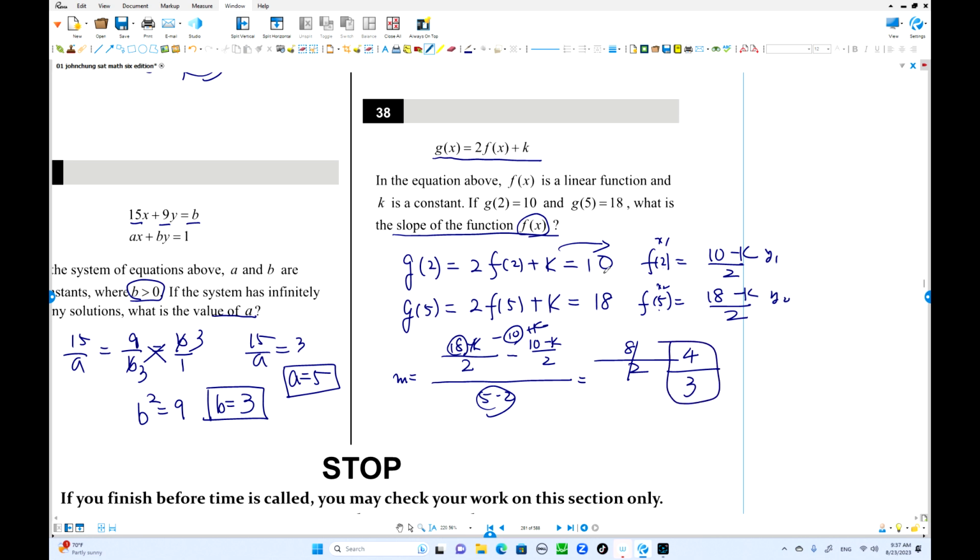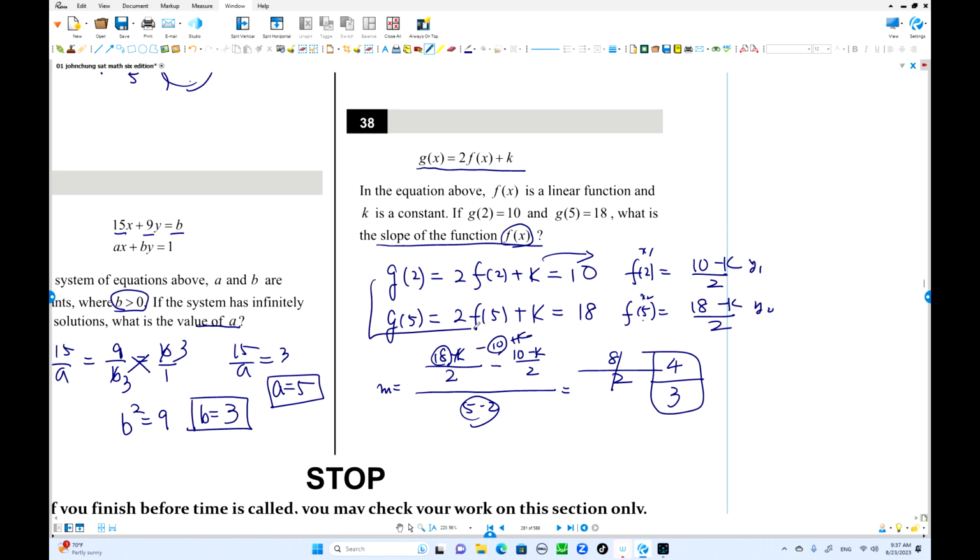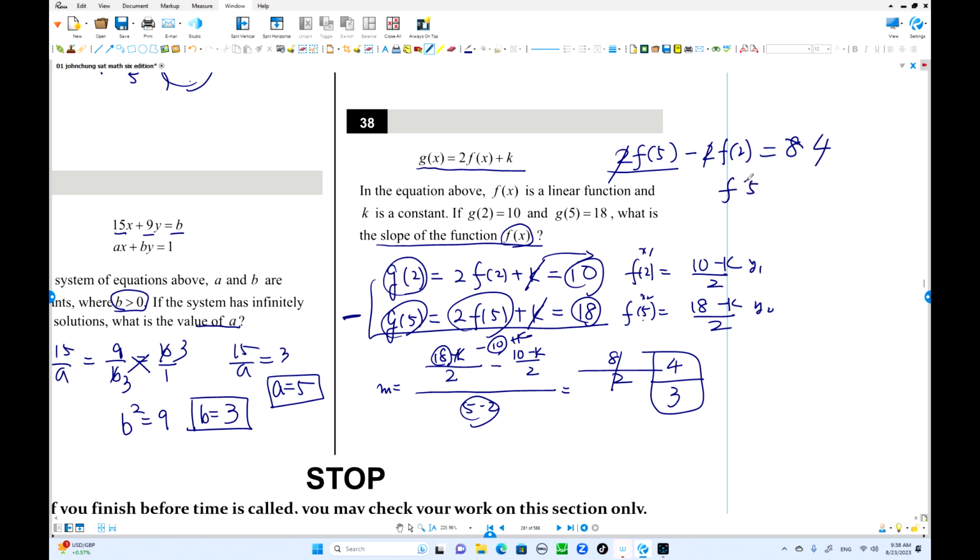Or if you understand this one, you can subtract over here. I'm going to subtract g of 2 from g of 5. This k is out. So this is 2 f of 5 minus 2 f of 2, and this is cancelled out by subtraction. So 18 minus 10 is 8, isn't it? When you divide it by 2, you get 4, right? So f of 5 minus f of 2 equals 4.